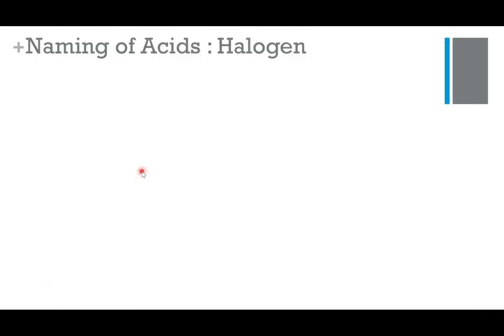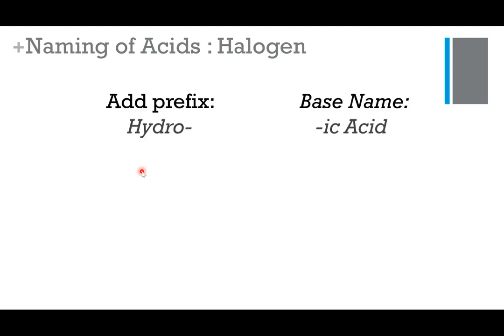Naming acids. You're absolutely going to need to name acids. That's something that I'm going to ask you guys to do. The first naming we're going to talk about is naming hydrogens attached to our halogen. When our hydrogen is attached to a halogen, fluorine, chlorine, bromine, iodine, we're going to start with the prefix hydro. We're going to keep the base name of our halogen and then add ic acid onto the end.